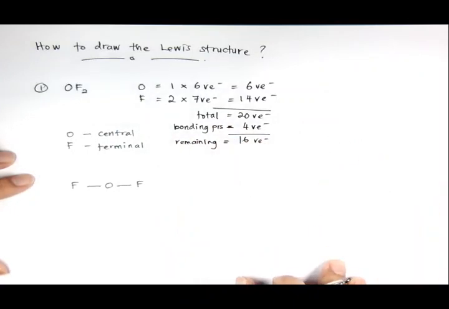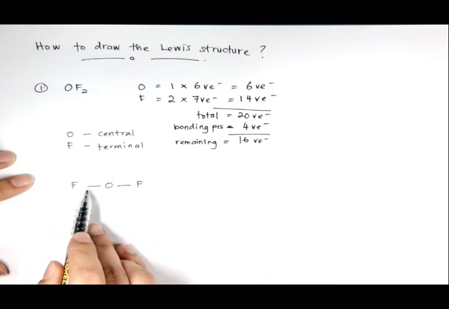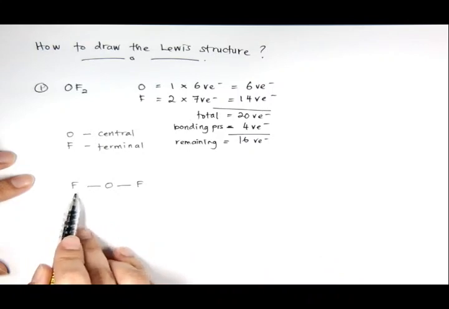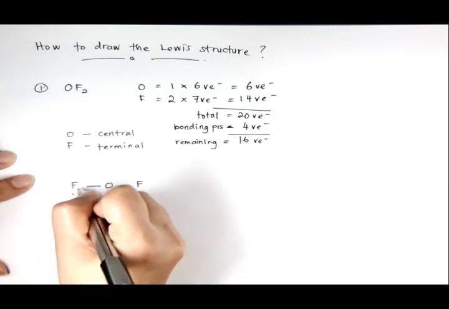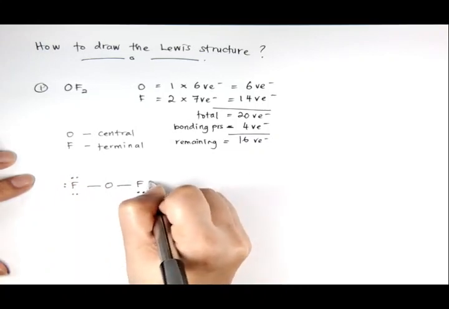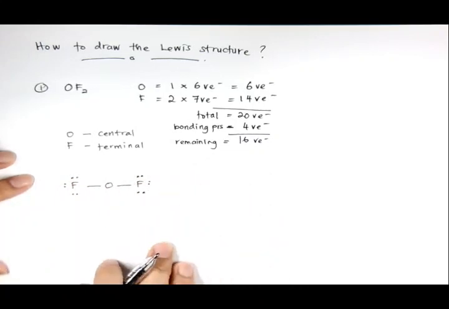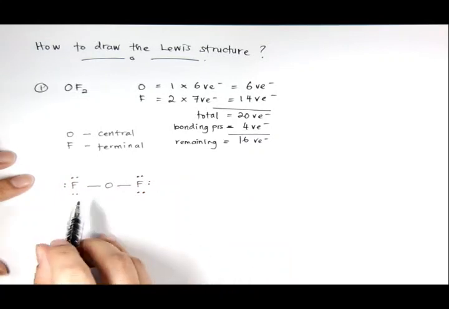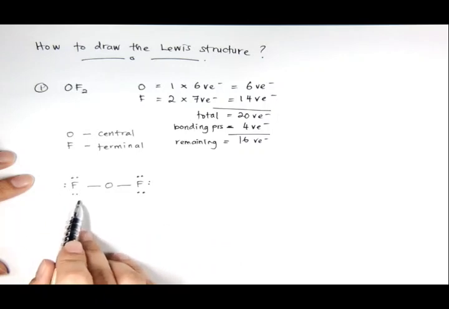So, the next step is to locate the remaining electrons as lone pairs on the terminal atoms to make the terminal atoms become octet. Since the fluorine has one single bond with 2 electrons, fluorine needs 6 more electrons to be octet. So place the remaining electrons on the fluorine atom. Each fluorine atom has 3 lone pairs with 6 valence electrons. So now fluorine has achieved octet with 8 electrons.